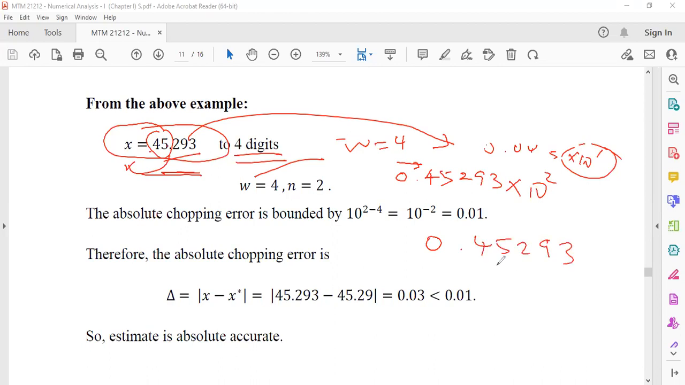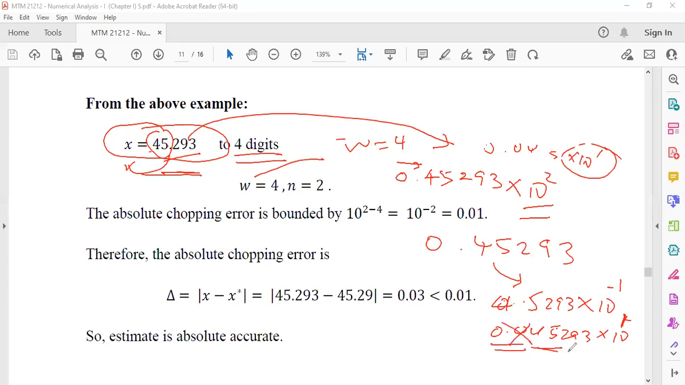When you are writing this, you can write it this way or the other way. Yes, that is one of the students' questions. You can write this like 4.5293 times 10 to the power minus 1, I guess, or 0.045293 times 10 to the power 1, I guess. Even though in significant figures we don't consider the leading zero, that is also correct, but better you choose this one.